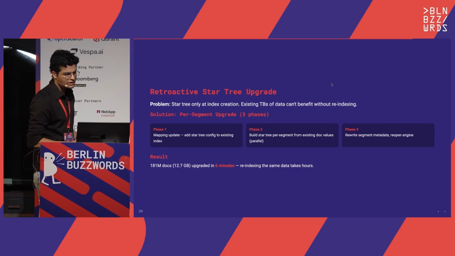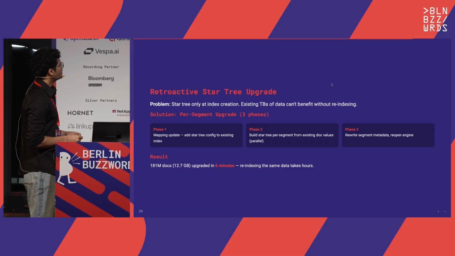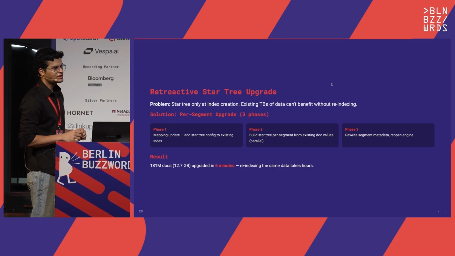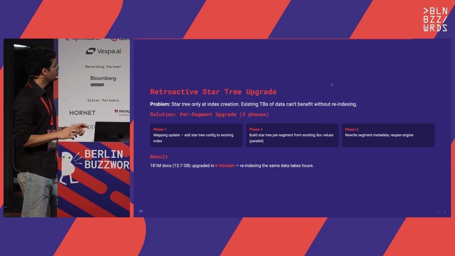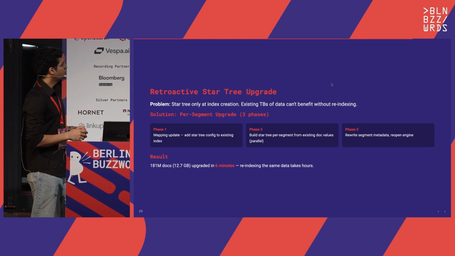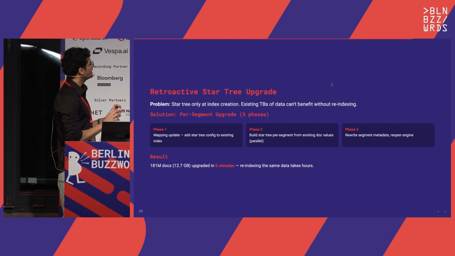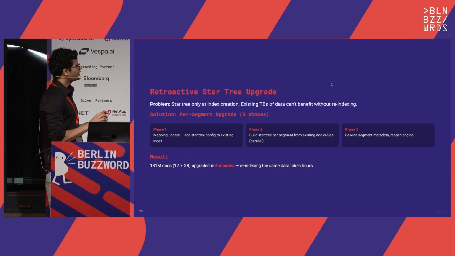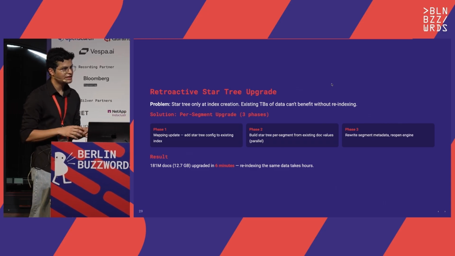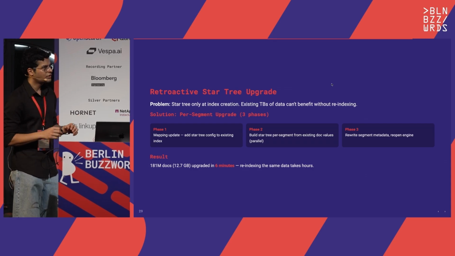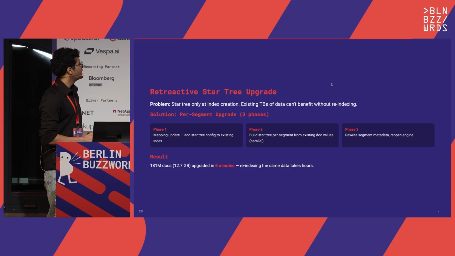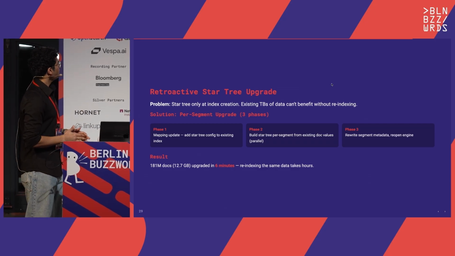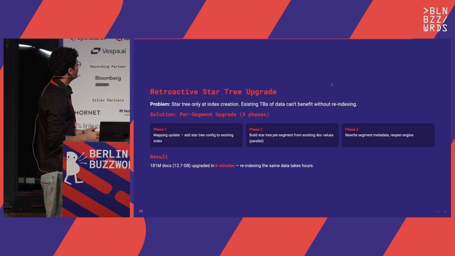Okay, so now retroactive star tree upgrade. Until recently, star tree had a limitation that it could only be enabled at index creation time. So if you had existing indices with historical data, with terabytes of data, that index couldn't benefit from star tree without reindexing. And reindexing is a very expensive operation. If you want to reindex an index which has, let's say, terabytes of data, that would be a multi-day operation. So what we built was a per segment upgrade solution.